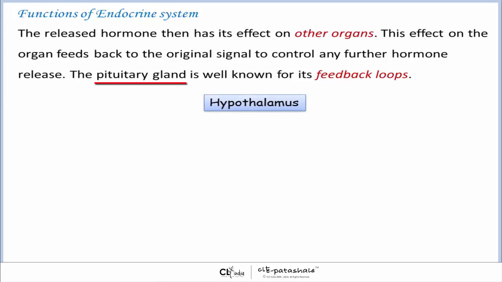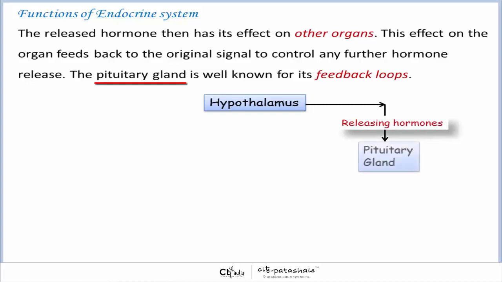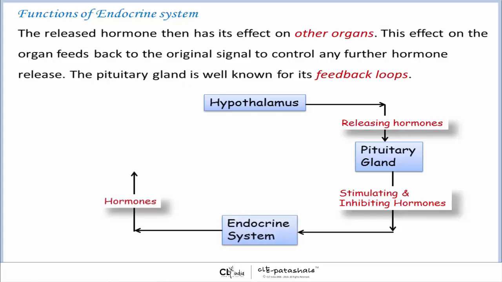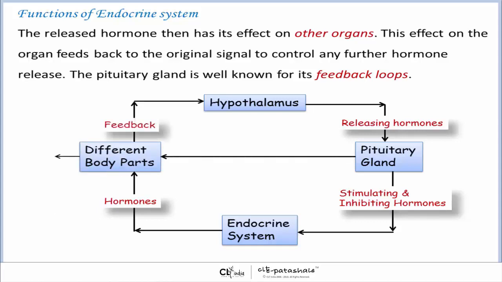The pituitary gland is well known for its feedback loops. So the hypothalamus is releasing the hormones through the pituitary gland, which is stimulating and inhibiting hormones through the endocrine system. The endocrine system releases hormones to different parts of the body. Different parts of the body give their feedback to the hypothalamus.